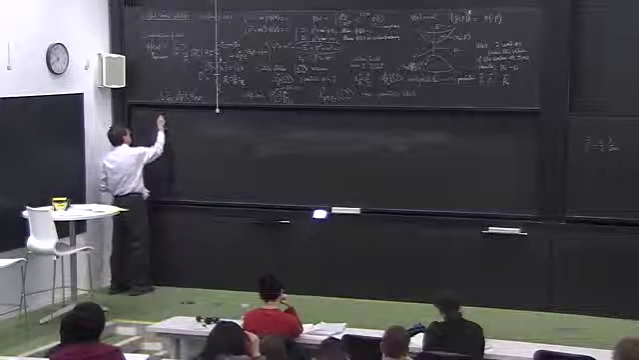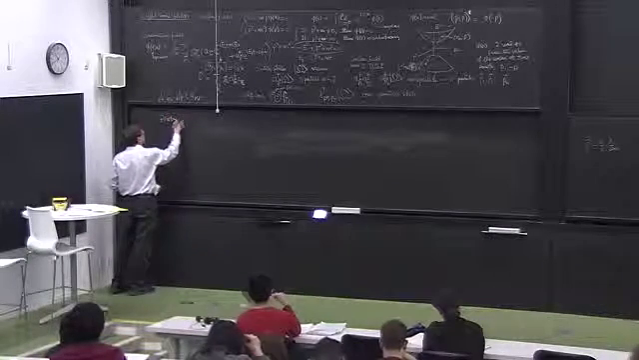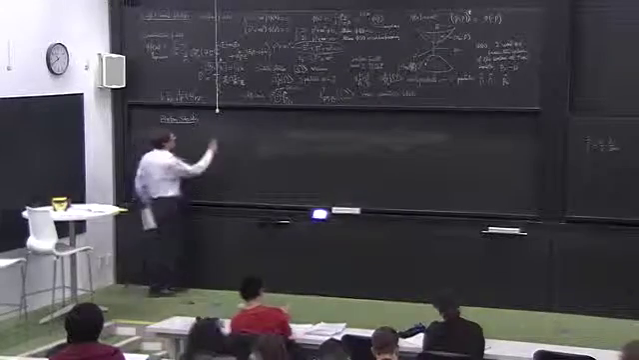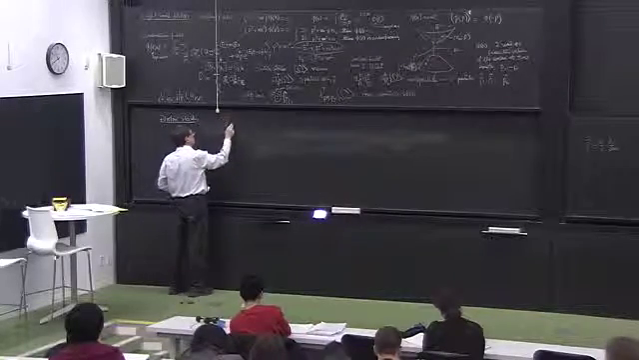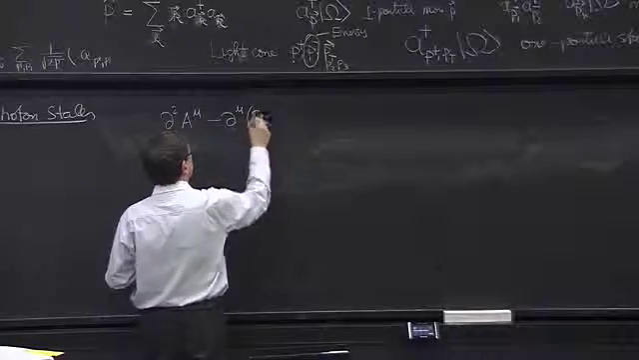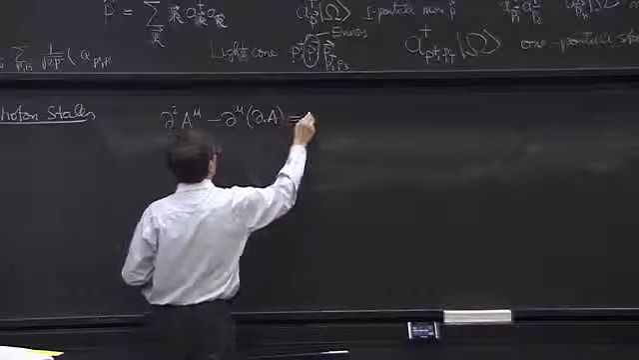So let's do now photon states. What is the equation of motion for a Maxwell field? It's this one: box A mu minus d mu del dot A equals 0.